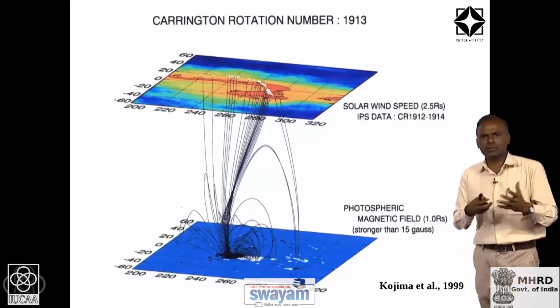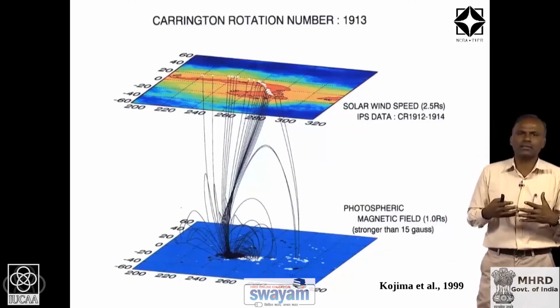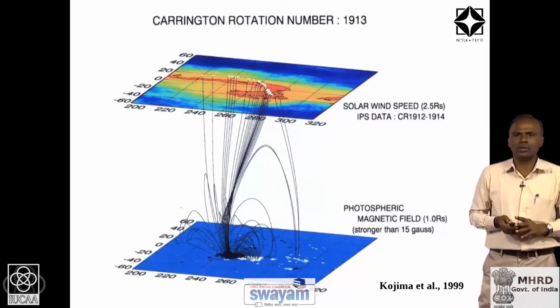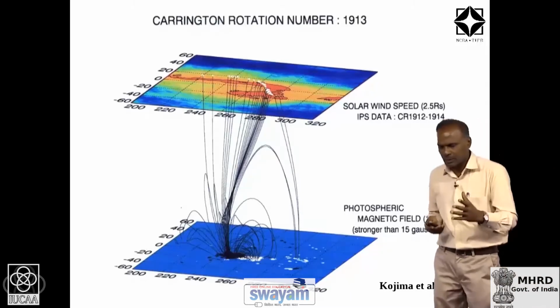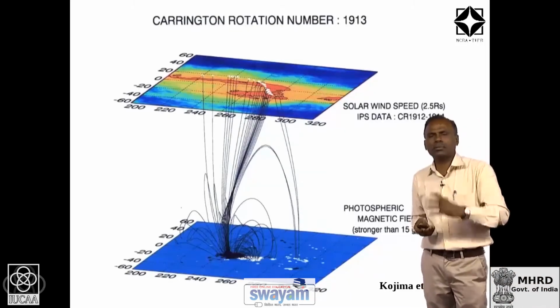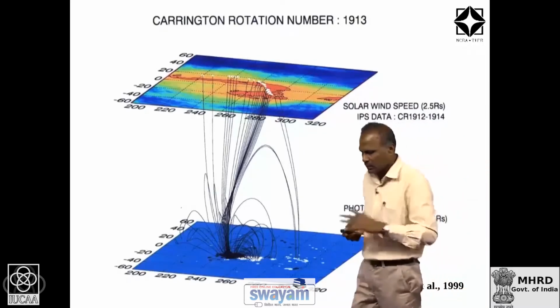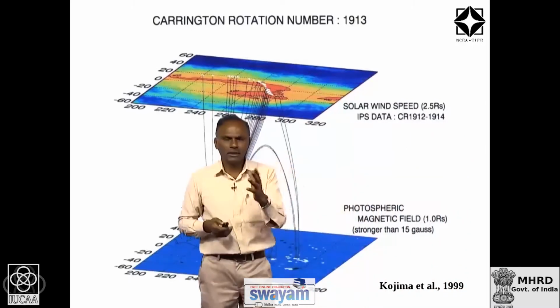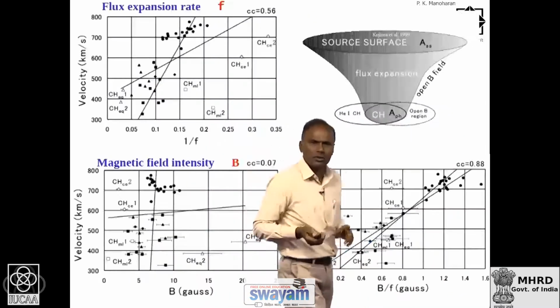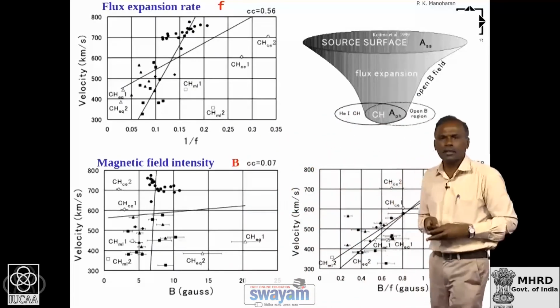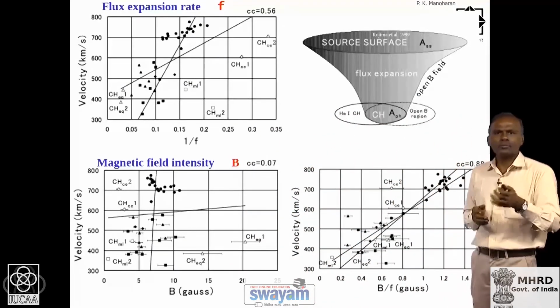So, the closed field region expansion factor is very high. So, they lead to low speed wind. So, a couple of studies using interplanetary scintillation have given the origin of slow speed wind, which is linked to the expansion factor. So, I will show another example.